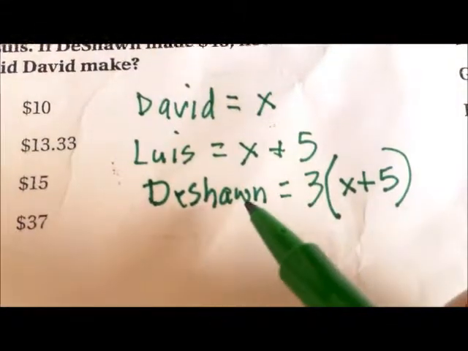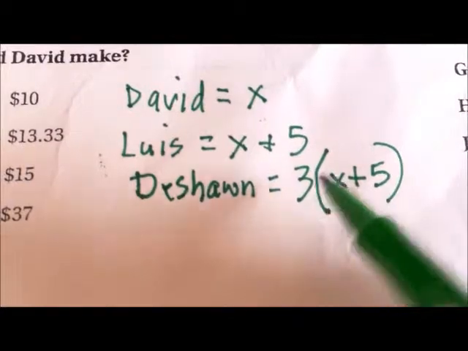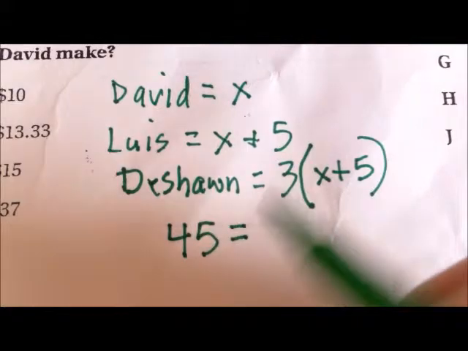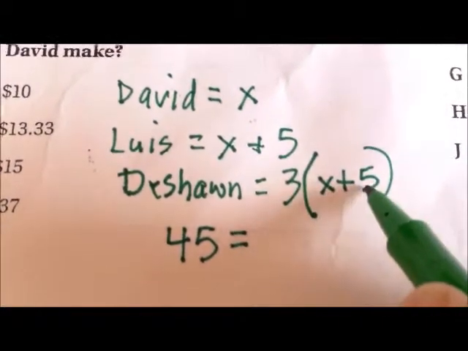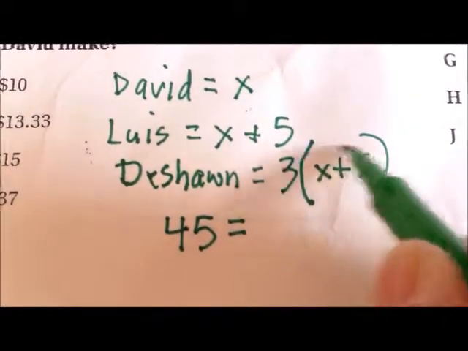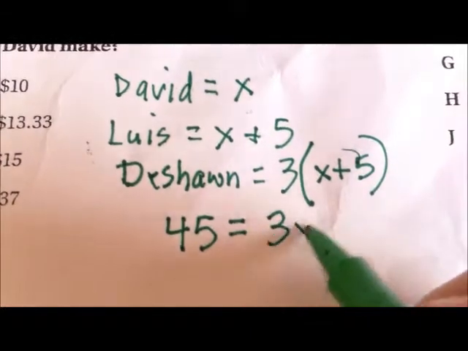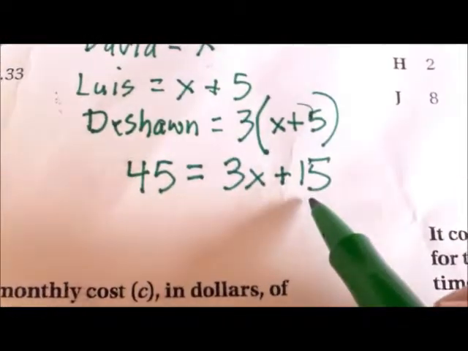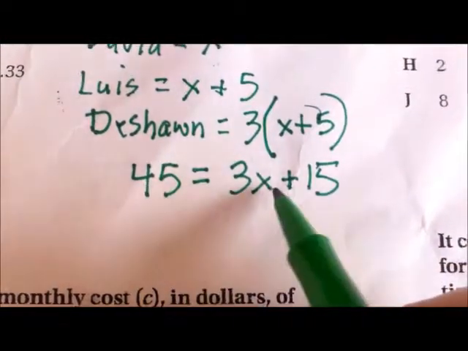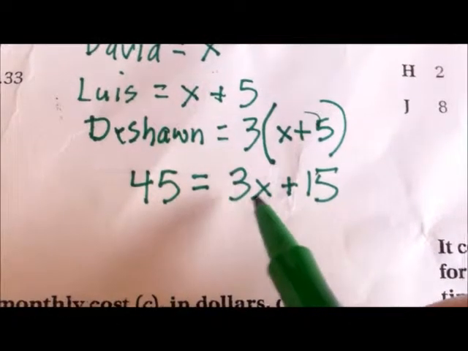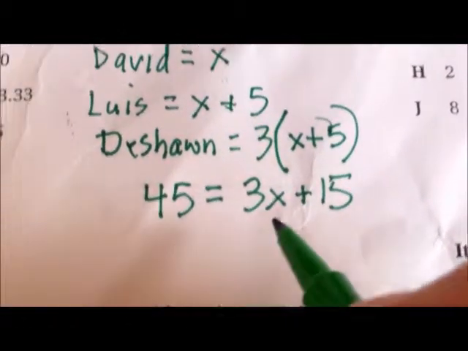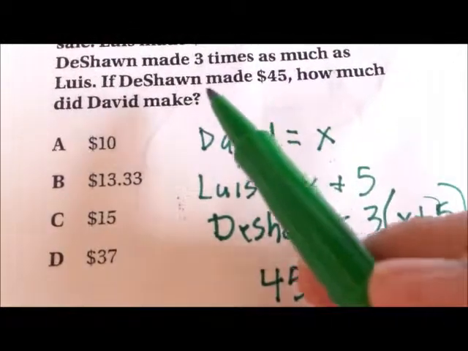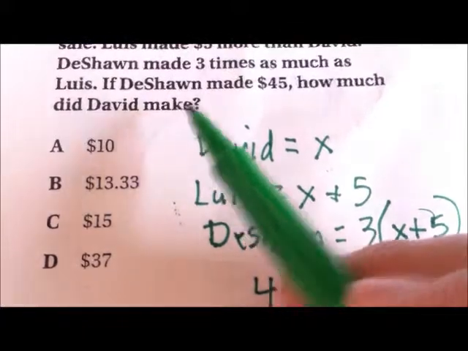And then the problem goes on to say if Deshawn made $45, how much did David make? Well, if Deshawn made $45, this right here should be equal to $45. So Deshawn made $45, which equals 3 times the quantity X plus 5. So I'm going to do my distributive property here and get 3X plus 15. Pretty sure you can take it from here, subtract 15 from both sides, and 3X will equal 30. Divide by 3 and X will equal 10. Well, if X is 10, that's how much David made. And that was the question. How much did David make?